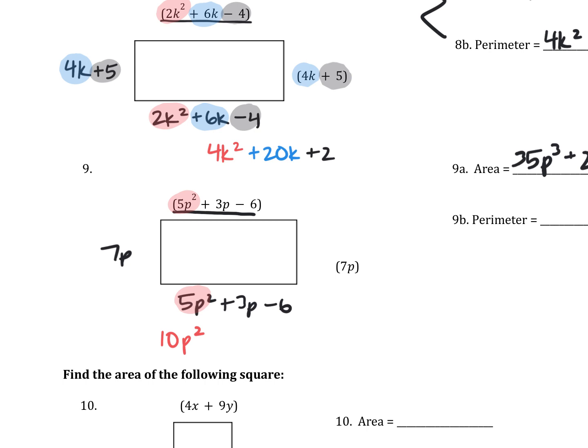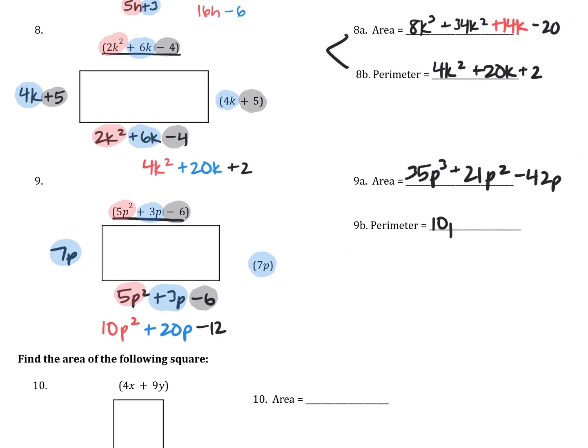Next thing, I'm going to add my p's together. I've got 3p plus 3p plus 7p plus 7p. If I add all of those together, I will end up with 20p. And lastly, I'm going to take and add -6 plus -6 together to give me -12. So my perimeter, 10p to the second plus 20p minus 12.